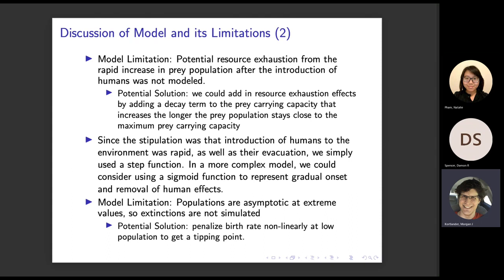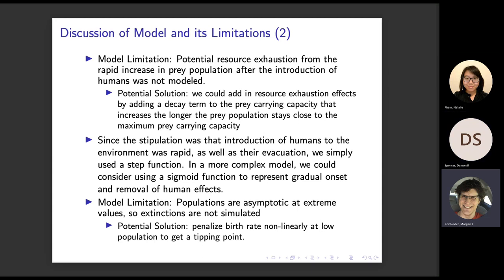And after that, we'd also observed that potential resource exhaustion was not accounted for with the rapid increase in prey population. So we were thinking that we could add in resource exhaustion effects by adding a decay term to the prey carrying capacity that increases the longer the prey population stays close to the ceiling.